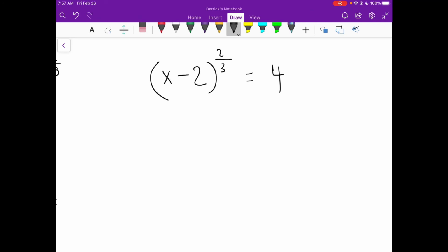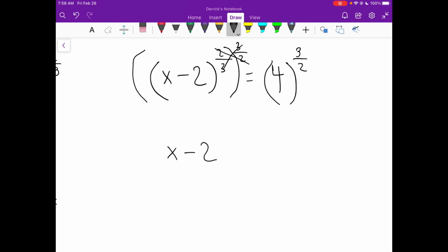So the first thing I need to do is get rid of that 2/3 exponent, or try and cancel that out. Which means we would need to raise both sides to the reciprocal power, which in this case would be 3/2, the reciprocal of 2/3. So 2/3 times 3/2 is going to cancel out to give us just x minus 2. But now we need to figure out what 4 to the 3/2 is.